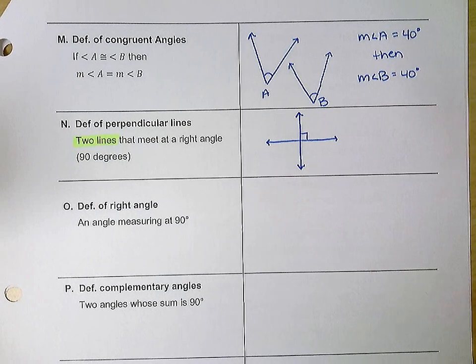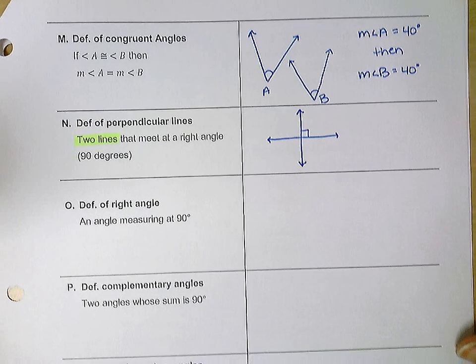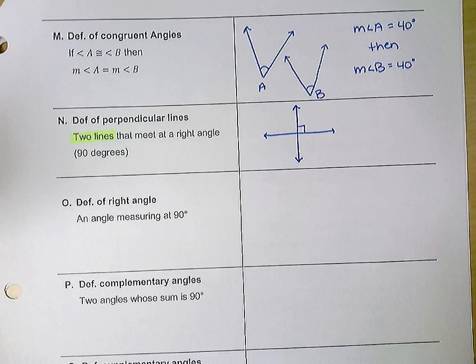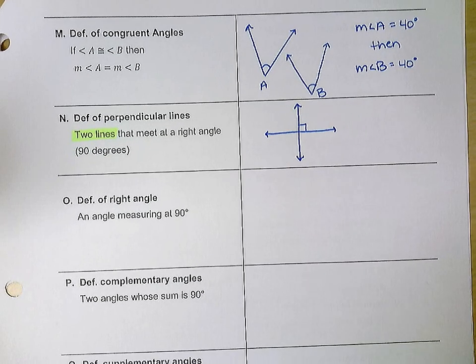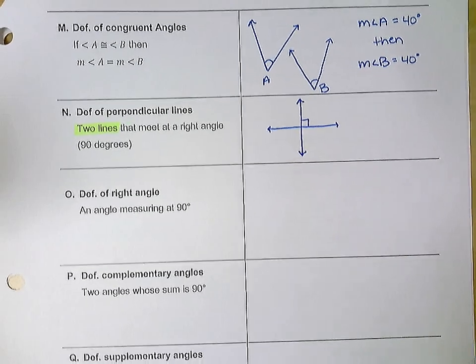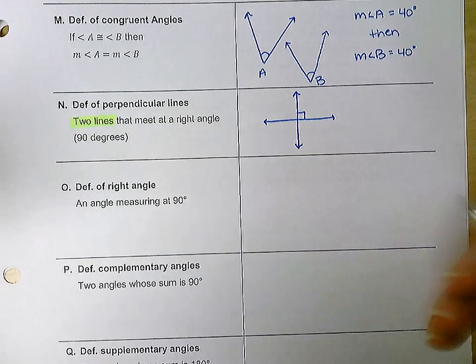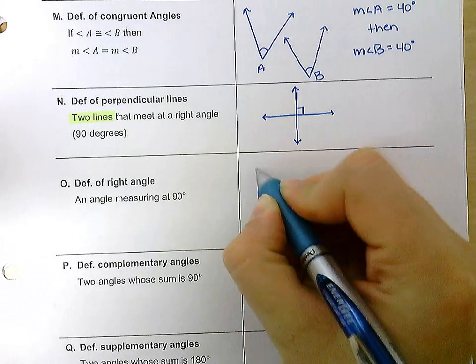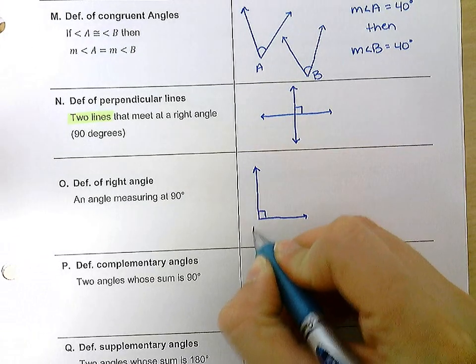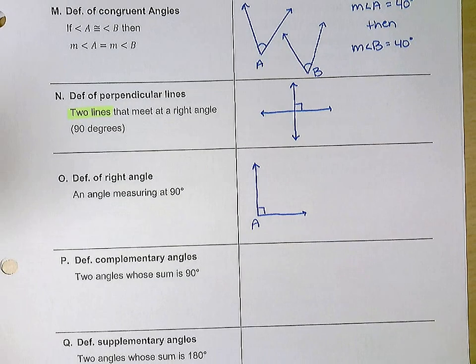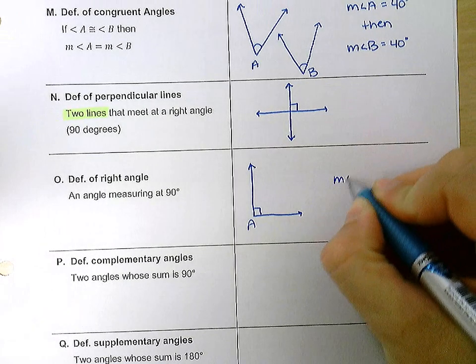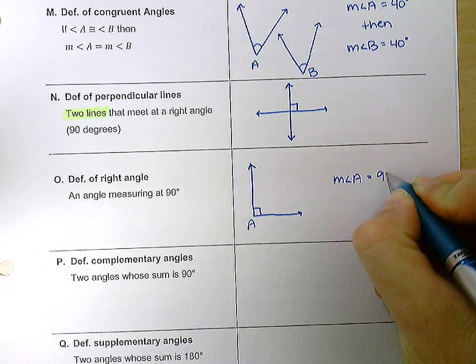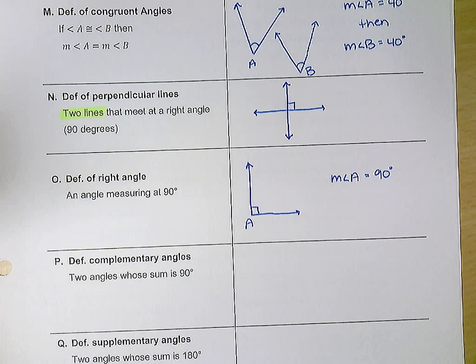We also have a definition of a right angle. Definition of a right angle is just an angle that has a measure of 90 degrees. So if I have a right angle, and I know this angle, called angle A, is a right angle, and they tell me it's a right angle, well then I know the measure of angle A would have to be 90 degrees.